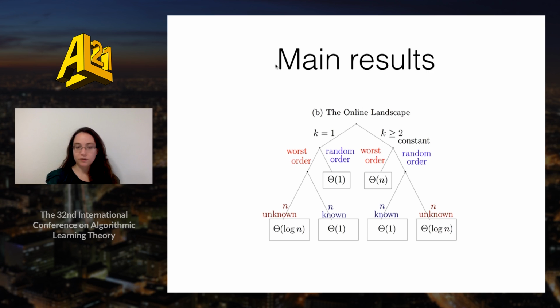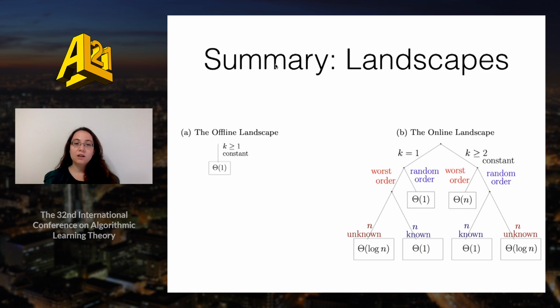So what we see here is that we covered the entire online landscape. And we see this complicated behavior that changes between n points and a constant number of points depending on the order and whether we know n in advance or not. And compare it to the offline landscape, which was really simple.